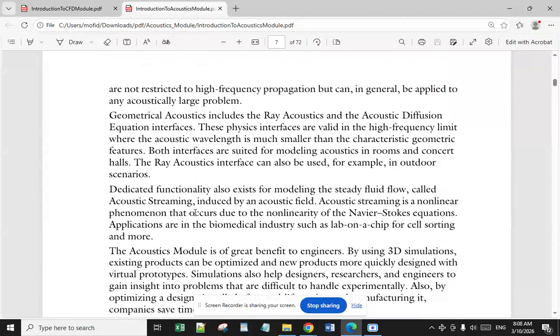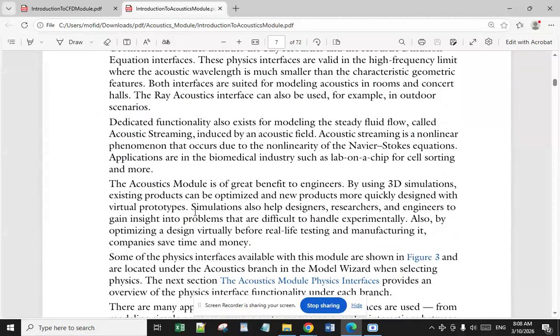Geometrical acoustics includes the ray acoustics and the acoustic diffusion equation interfaces. These physics interfaces are valid in the high frequency limit where the acoustic wavelength is much smaller than the characteristic geometric features. Both interfaces are suited for modeling acoustics in rooms and concert halls. The ray acoustics interface can also be used, for example, in outdoor scenarios.